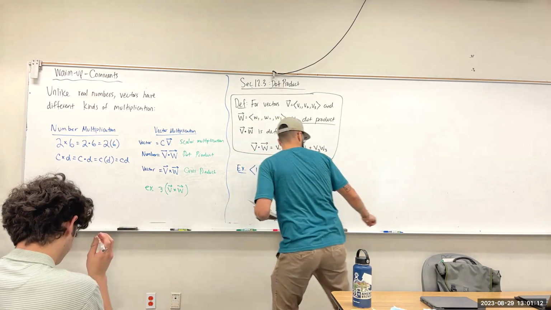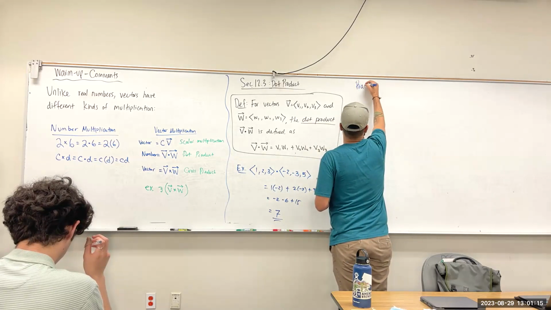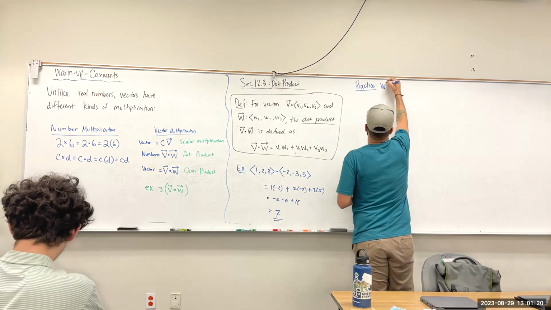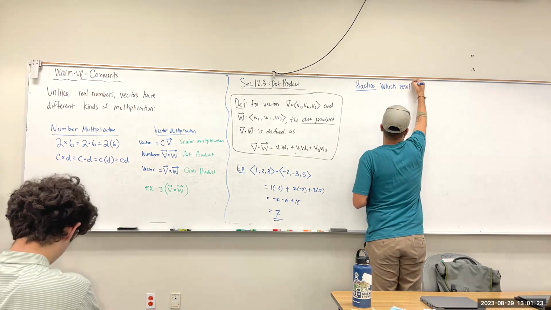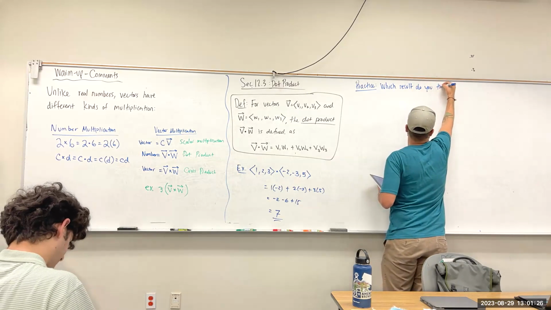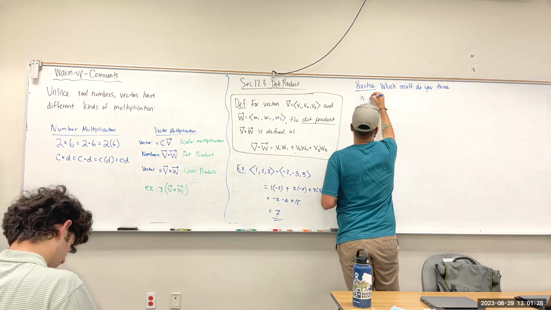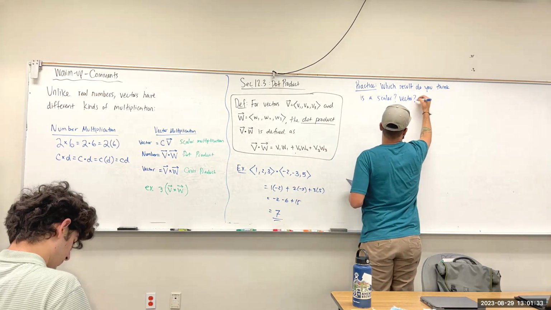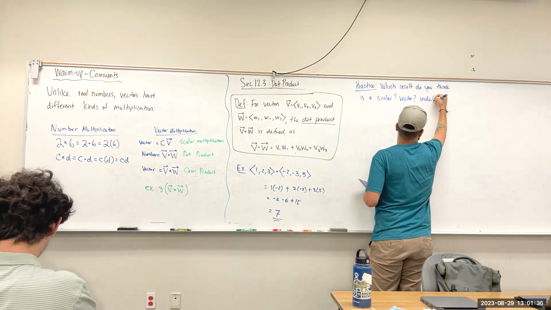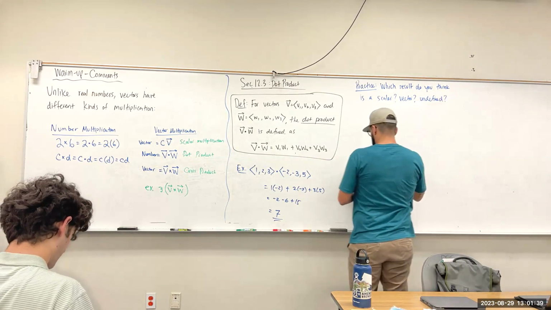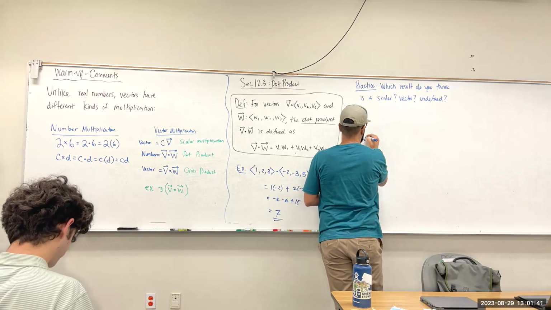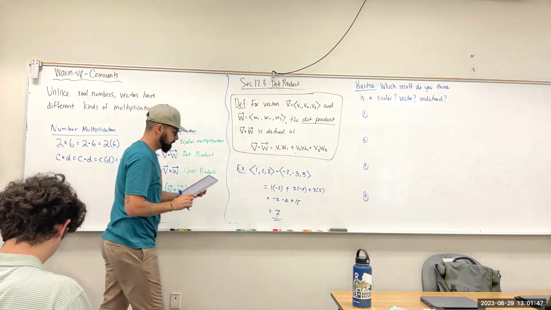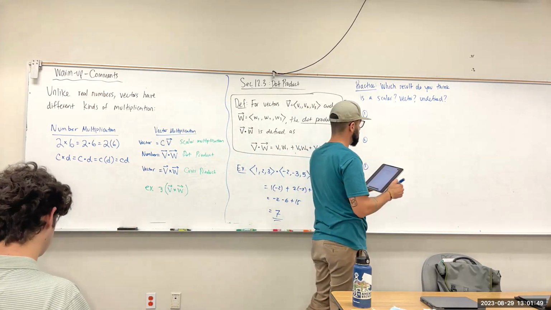So let me have you guys do a little discussion with your classmates here. Which result do you think is a scalar, a vector, or undefined? Let me give you four different types of operations that now are playing with each other using notation that we've discussed up to now.